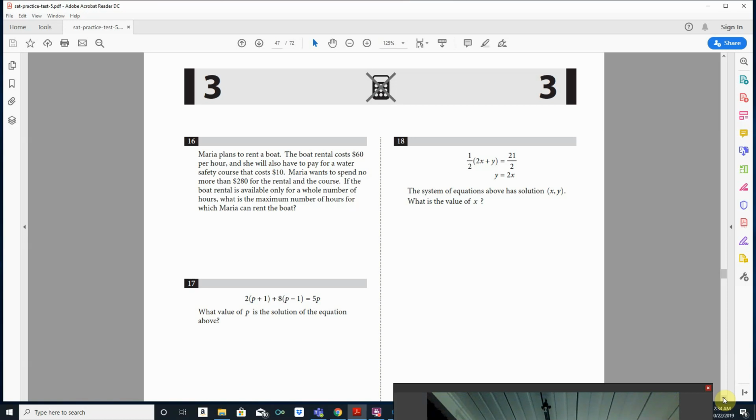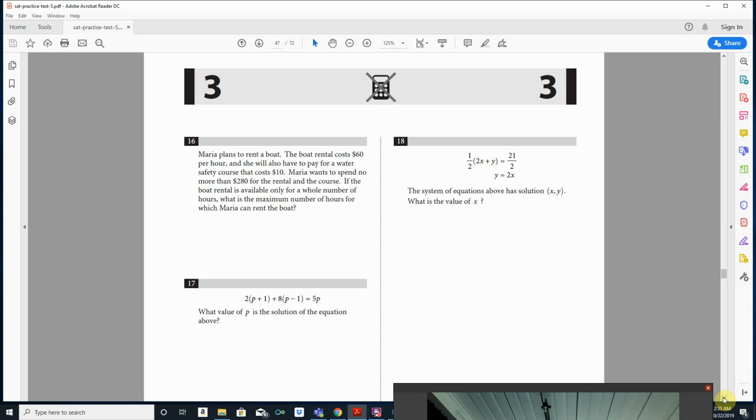Okay, 18. 1/2 times 2x plus y is equal to 21 over 2. y is equal to 2x. Okay, so then, all right, well, that becomes really easy. 1/2 times y plus y is equal to 21 over 2. Therefore, okay, 1/2 of 2y. So y is equal to 21 over 2. And then x is going to be equal to 21 over 4. Does that make sense? Yes, it does. Okay, so x is 21 over 4.